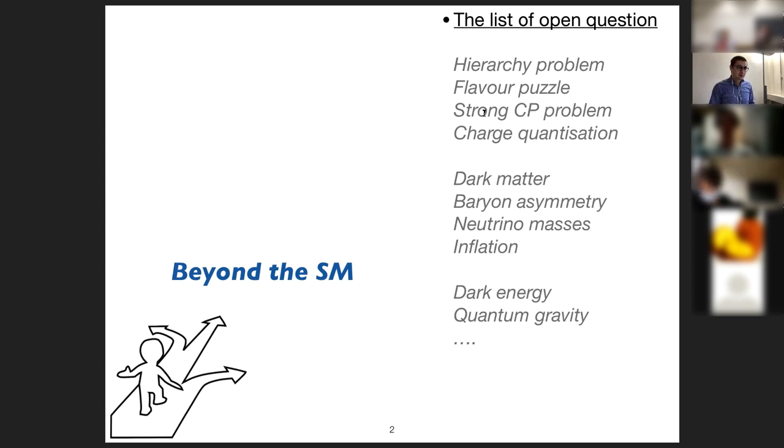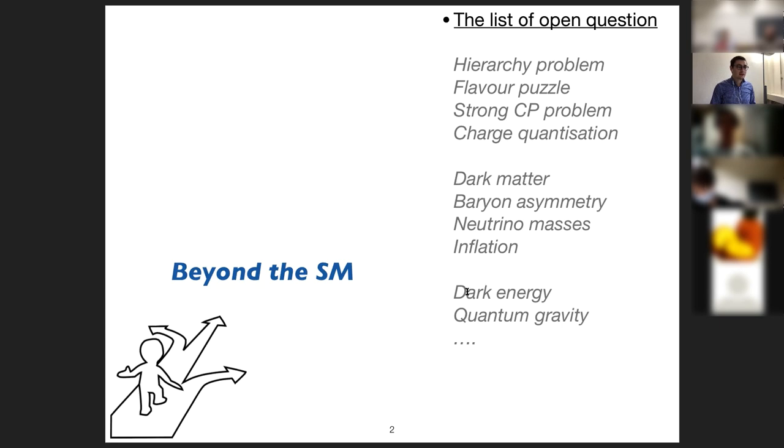The strong CP problem, why we don't see, for example, a neutron EDM, why this number is so small, and charge quantization. We see some hints which certainly point towards something at high energies.